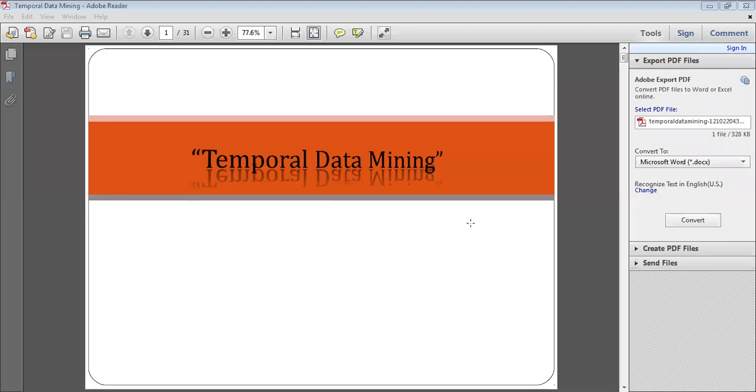Hello student, today I'm going to teach you about temporal data mining. Temporal data mining is a special kind of data mining in which we use the concept of the Markov model and hidden Markov model for classifying or predicting temporal data.